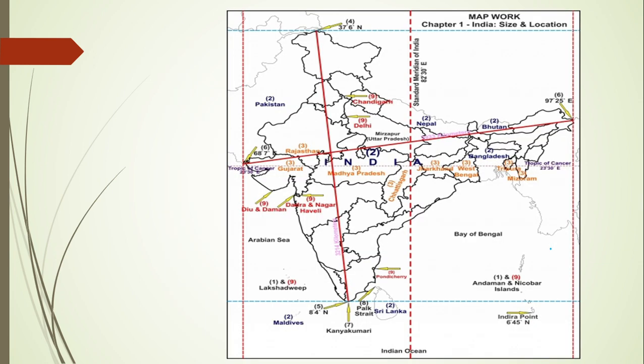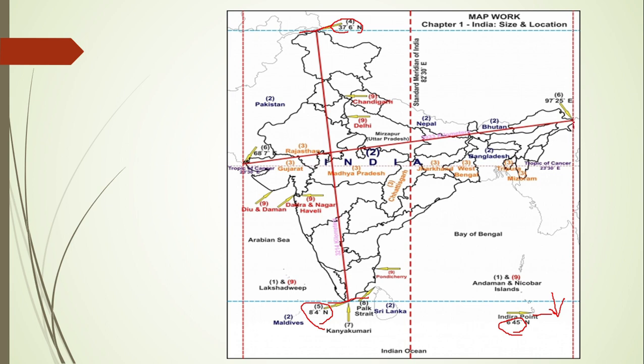Now here you can see the maximum. This is the northernmost part of our country, with 37.6 degrees north. Then on the southern tip of the mainland is 8.4 degrees north. If you go to Indira Point, which is the southernmost portion of India, here it is 6.45 north of the equator, the southernmost part of India.